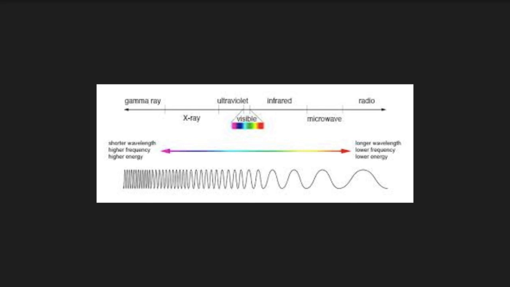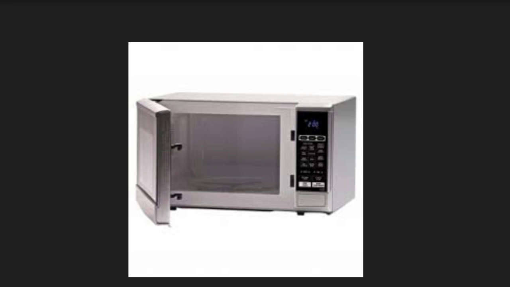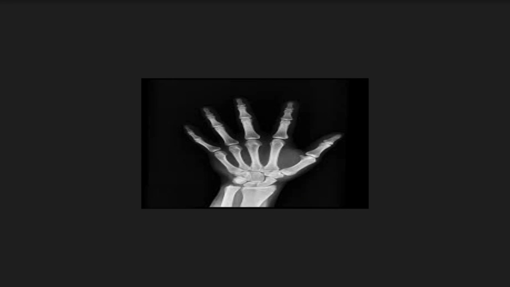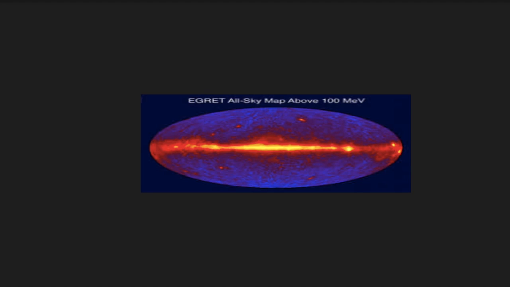The electromagnetic spectrum is broken down into 7 parts: radio, microwave, infrared, visible light rays or ROY G. BIV, ultraviolet, X-rays, and gamma rays. Today we will cover all of them.